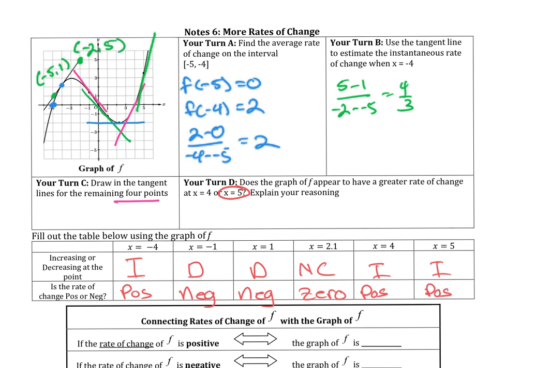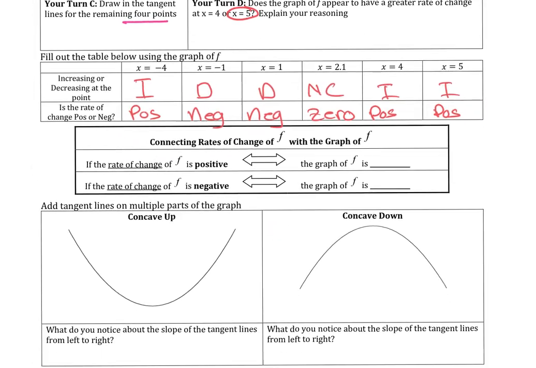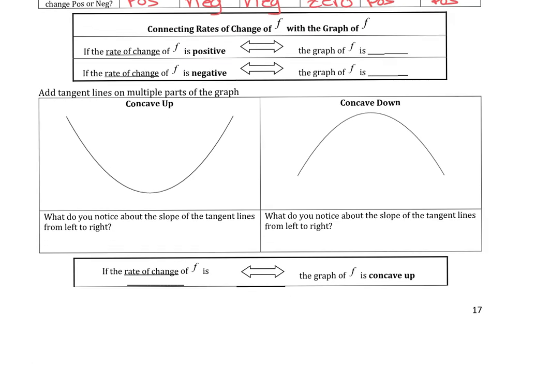Okay, let's go ahead and try and connect some more dots with our rate of changes. Okay, so we can generalize here. If the rate of change of our function f is positive, then that means that the graph of f is increasing. We'll just put an I here for increasing. If the rate of change is negative, then that means that the graph of f is decreasing. So we can kind of make those connections now that we have this.